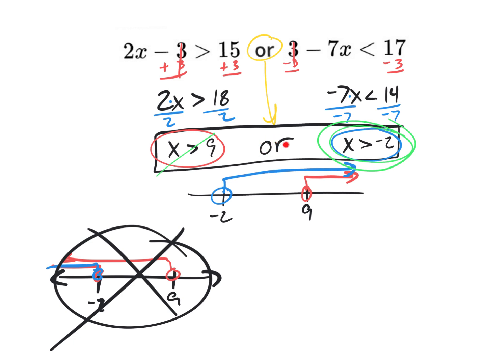Now, if it would have been the word and, then it can't be red or blue. It has to be red and blue, and that would make this one the correct answer if it would have the word and. Does that make sense? I hope so. Let's move on.